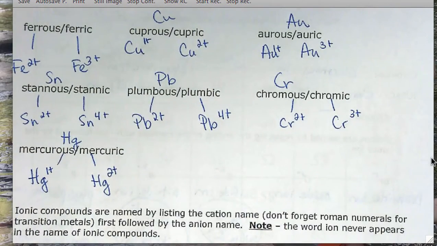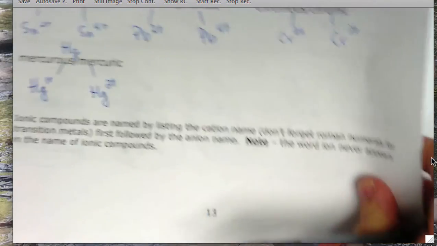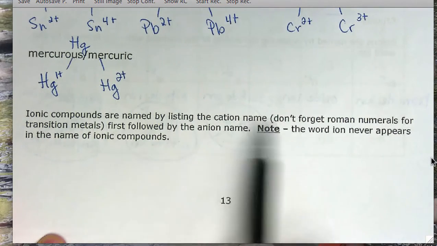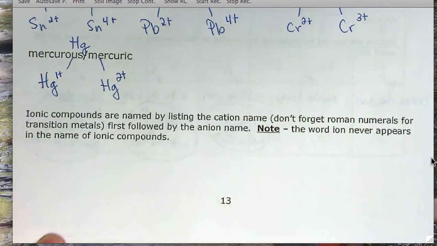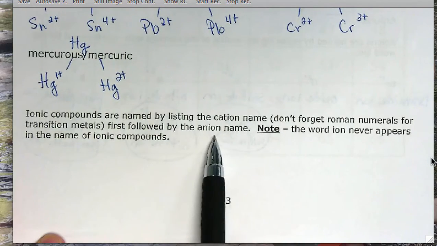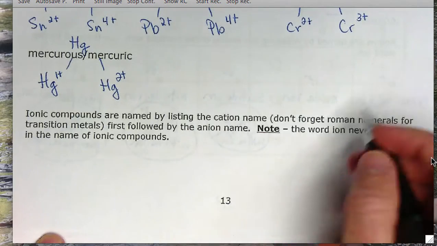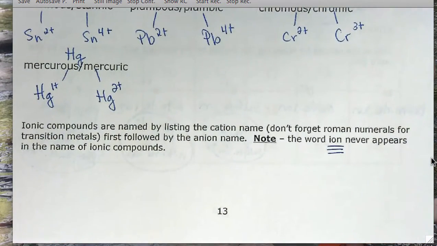All right, mercurous is +1, +2. Good. So we've learned how to name the transition metals, the main group metals, and the anions. Now we're going to put it all together. Ionic compounds are named by listing the cation name, and if you have a transition metal, don't forget the Roman numeral or the -ous or -ic, followed by the anion name. Note, the word ion never appears in the name of an ionic compound.